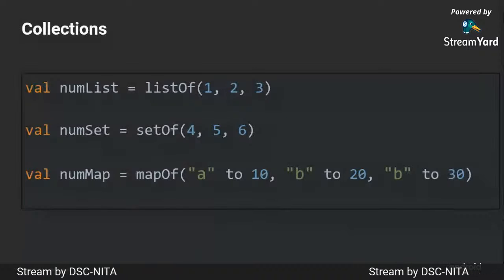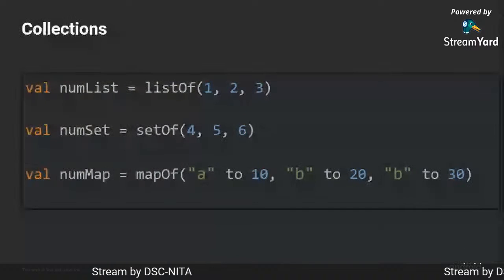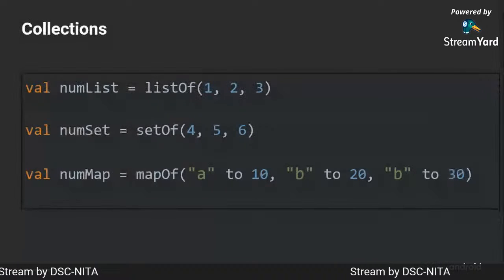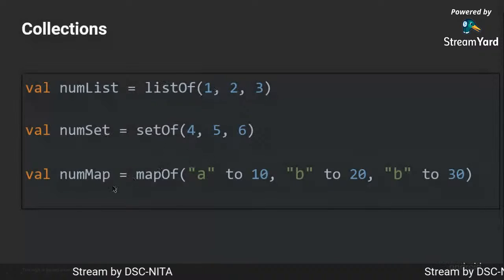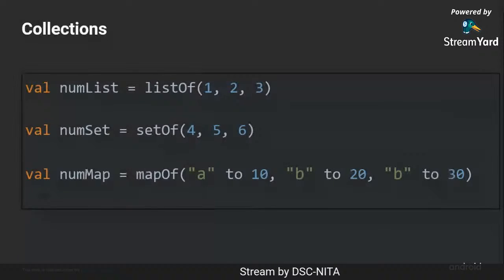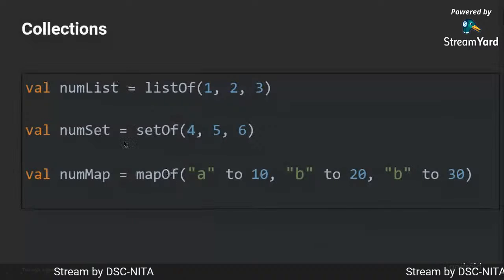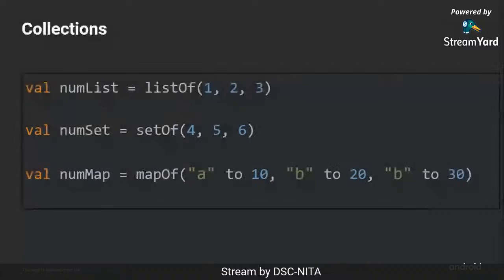The Kotlin standard library also offers a lot of functionality to help you manage and manipulate collections and items easily. You can create lists, sets, and maps, for example. So these are lists, variable num list, list of 1 2 3, num set and map. What is map? You will get to know in the upcoming sessions, upcoming codelabs, about list, set, and map. These are some of the data structures.